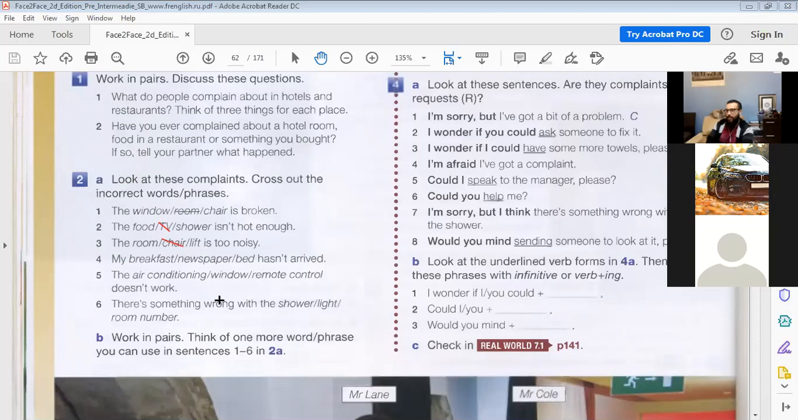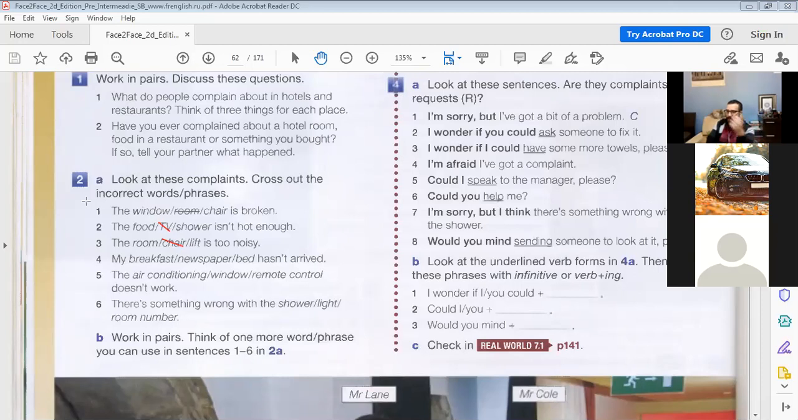So maybe if you book a room in a hotel and next to you there's a family with a lot of kids and they're crying and screaming and fighting, you can go to the receptionist and say, sorry, can I change my room? My room is too noisy. So it's okay. You can use my room is too noisy.